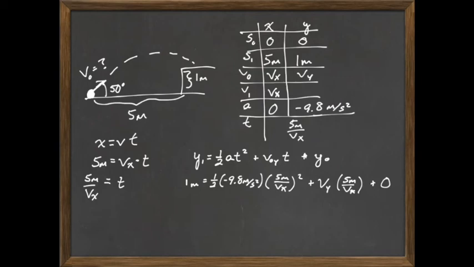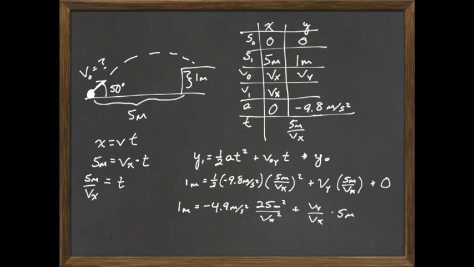You can see that the algebra is going to get a little messy here, but it's okay, we can work through this. Because you're going to have 1 meter equals negative 4.9 meters per second squared times 25 square meters over the x velocity squared, plus Vy over Vx times 5 meters, and then of course plus 0. So what can we do from here?